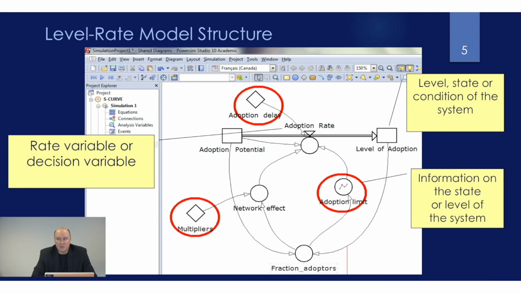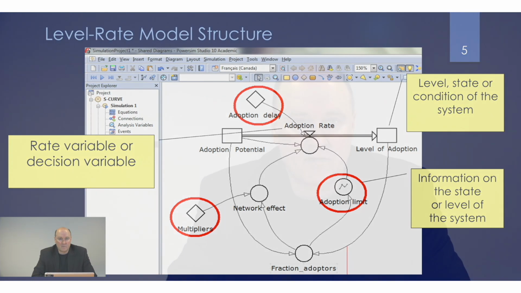The other thing that you see are thin arrows, and those thin arrows are considered connectors, and those connectors carry the information from the levels to the rate and back to some other type of coefficients or information on the state or level of the system in order to create a meaningful representation of the system.